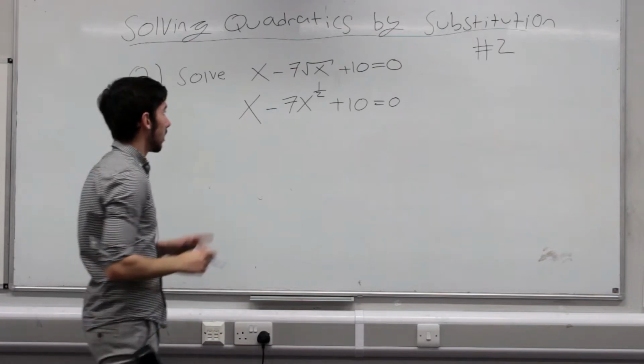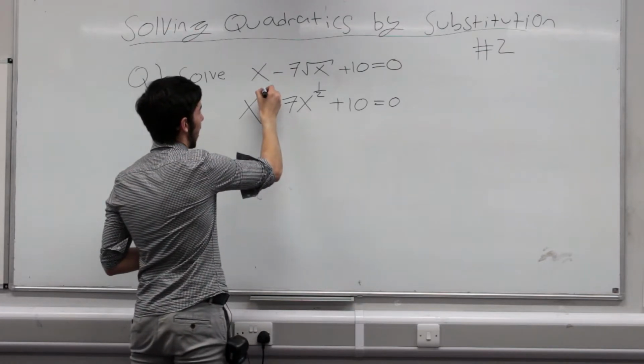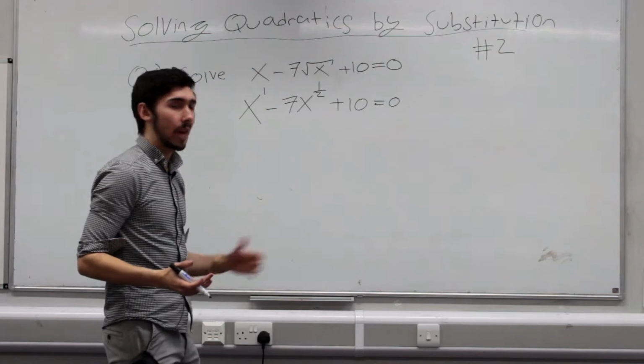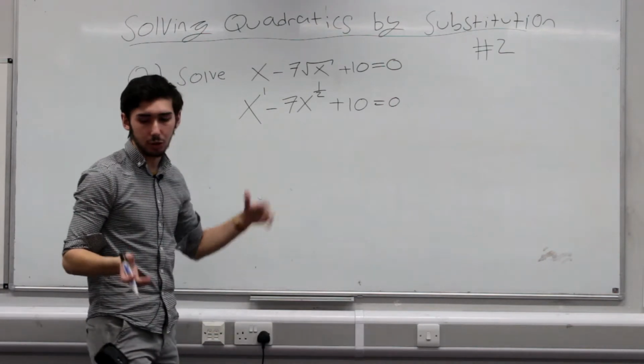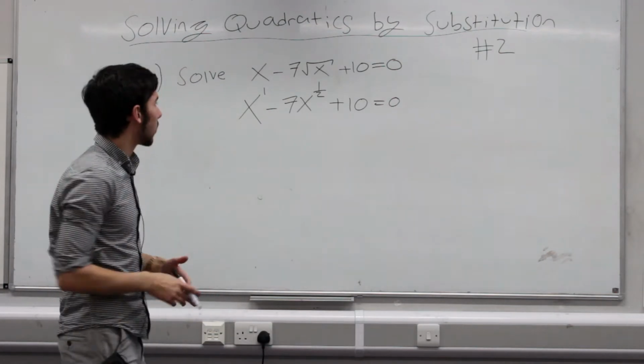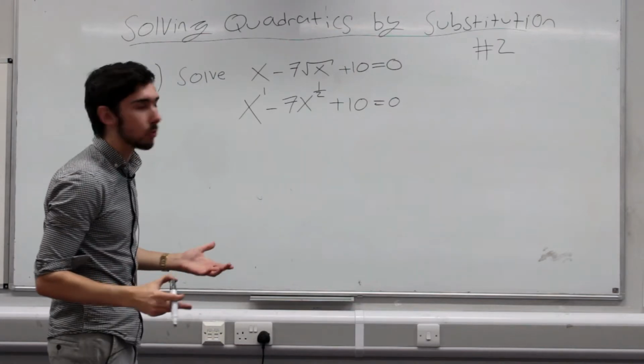Now, I think things might be revealing themselves. Okay, let's think of x as x to the power of 1. They're the same. x to the power of 1 is the same thing as x. We just don't write the 1 because, why would we?